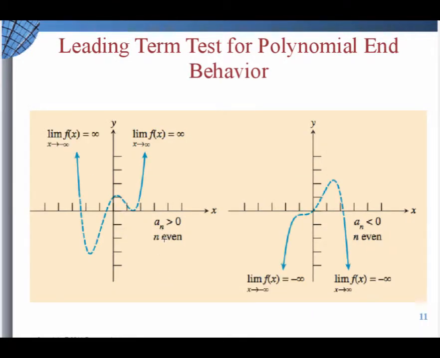Here we have 2 examples where we have even functions. So if our leading coefficient is positive, here on the left, this is what the graph would look like, and here you have our limits. Okay, as x goes to negative infinity and positive infinity, those 2 limits are equivalent. And when n is even and the leading coefficient is negative, here we have equivalent limits. As x goes to negative infinity and positive infinity, the values of the function are negative.